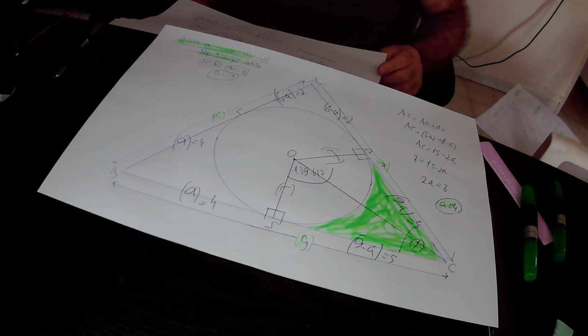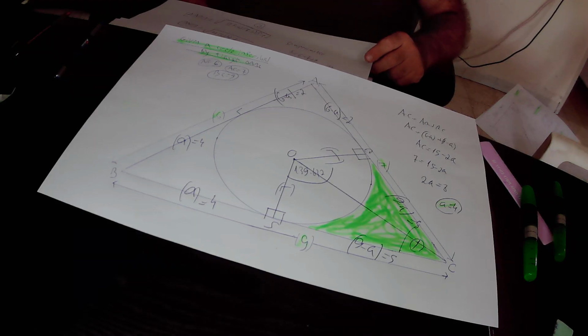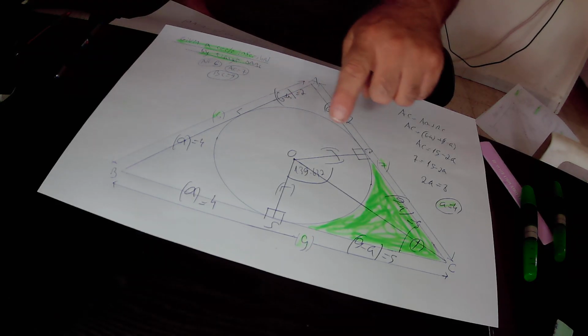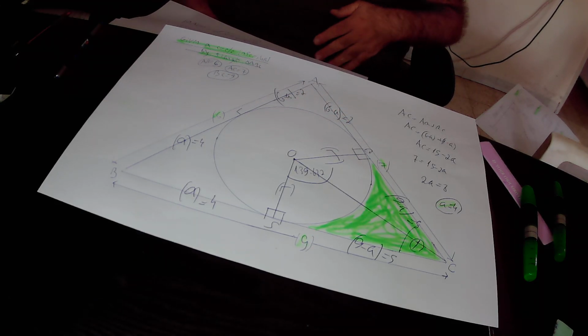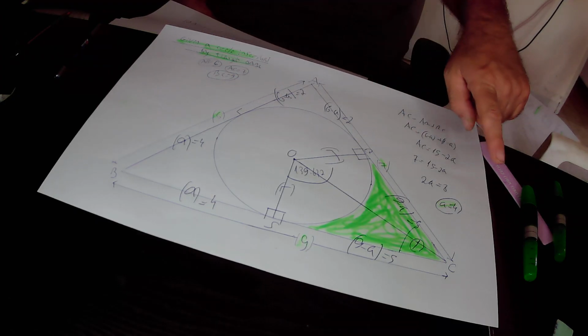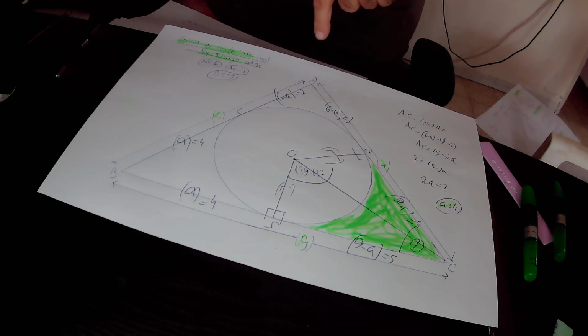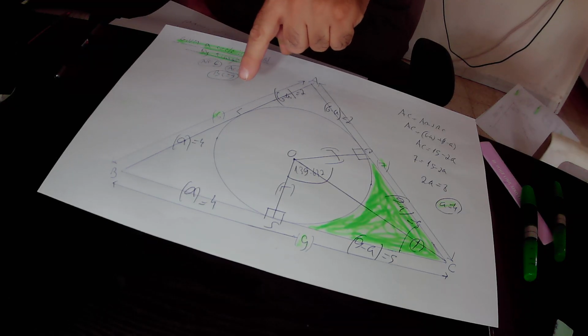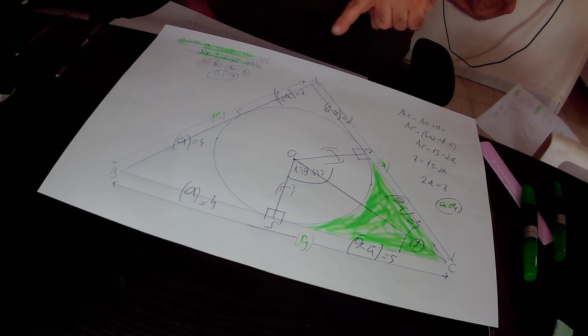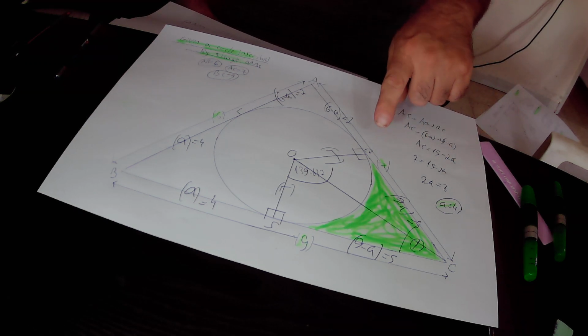So, in the next step, we define the center of this circle. This point is point O. We define the point of tangency of BC with this circle. This point is point S. We define the point of tangency of AB with this circle. This point is point L. We define the point of tangency of AC with this circle. This point is point Q.